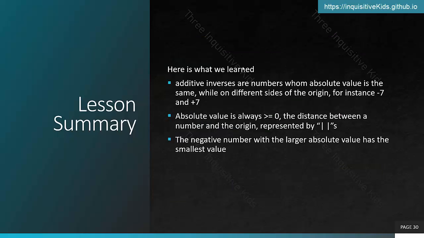Here is what we learned in this class. Additive inverses are numbers whose absolute value is the same, while on different sides of the origin. For instance, -7 and +7. Absolute value is always bigger than or equal to 0. It is the distance between a number and the origin. For a negative number, the one with the larger absolute value has the smaller value.